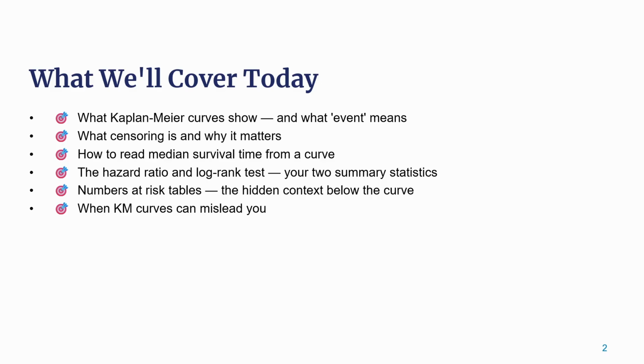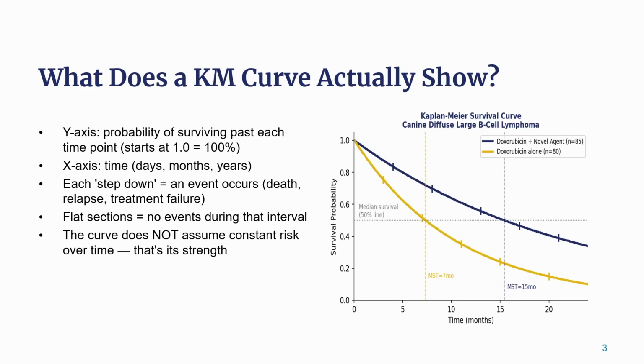Let's start with what the curve is actually showing. The Kaplan-Meier curve is a graphical estimate of the survival function over time. The y-axis starts at 1, meaning 100% of the animals are alive and event-free at the beginning. Every time an event happens, say a dog dies, the curve steps down. The size of each step depends on how many animals were still at risk at that moment. The flat sections are intervals where nothing happened. Everyone was still alive or event-free.